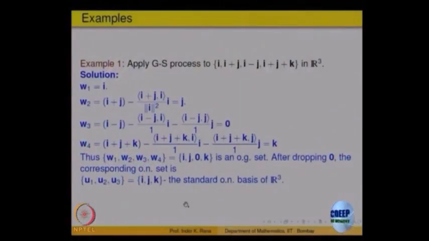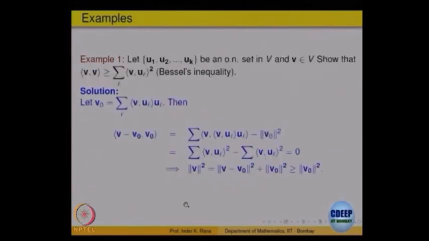So, here is another solution, something theoretical, but it is not difficult. Let us go through the proof. It says if U1, U2, up to Uk is an orthonormal set, not necessarily a basis, just an orthonormal set, then the magnitude of V squared is always bigger than or equal to the sum of the squares of the dot products of V with each one of them, and equality comes when this becomes an orthonormal basis.